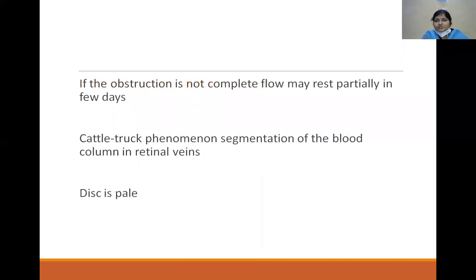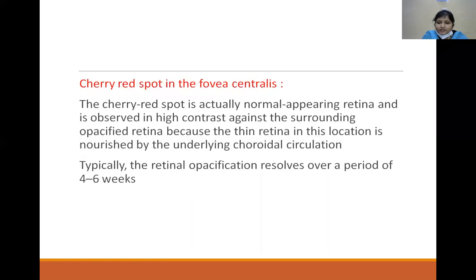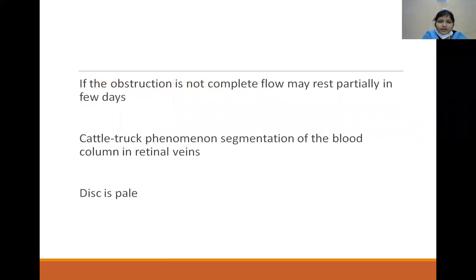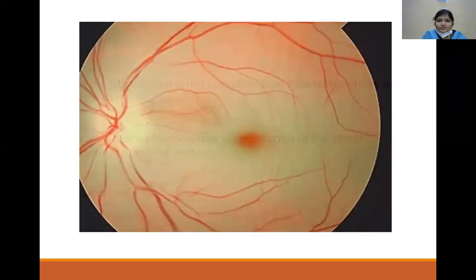If the obstruction is not complete, then the flow can restore within a few days. In late stages, up to 4 to 6 weeks after, generally the retina becomes atrophic and the opacification reduces, and there can be cattle truck segmentation of the blood in the retinal veins, and later there is consecutive optic atrophy and the optic disc becomes pale. So this is an initial stage of central retinal artery occlusion.